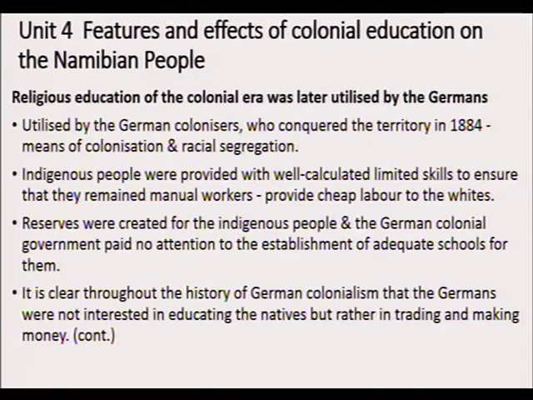Reserves were also created for the indigenous people, and the German colonial government paid no attention to the establishment of adequate schools for them there. When we look at the history of German colonialism, it becomes clear that the Germans were not much interested in educating the natives, but rather in trading and making money. Education was used as an instrument to oppress during the colonial and apartheid rule in Namibia.